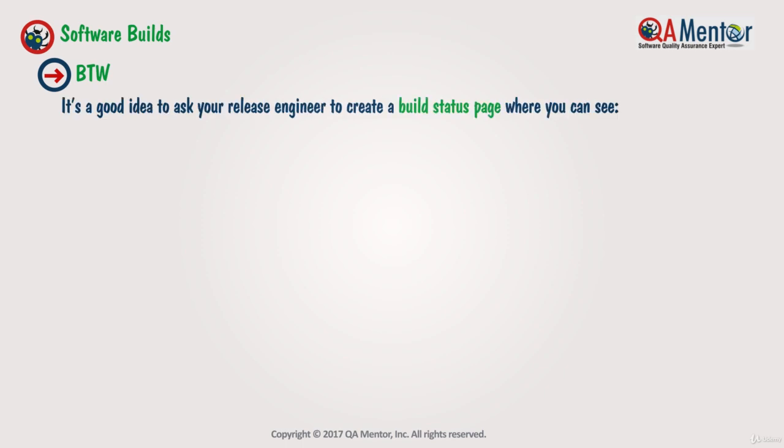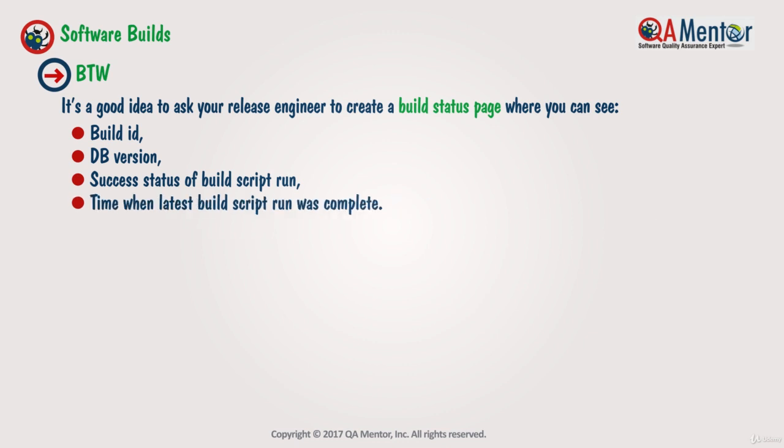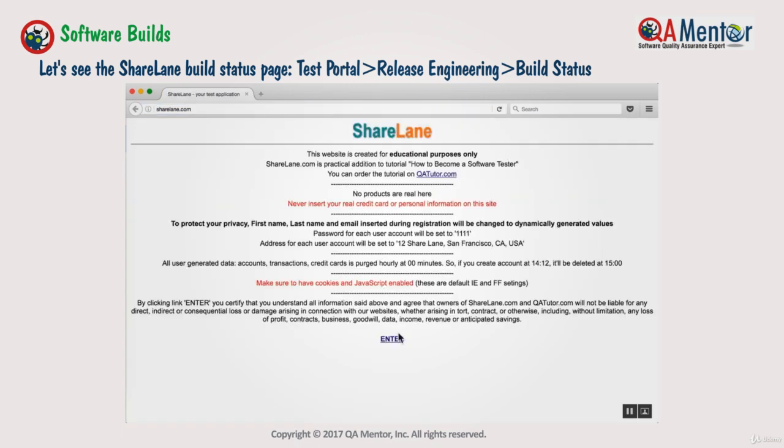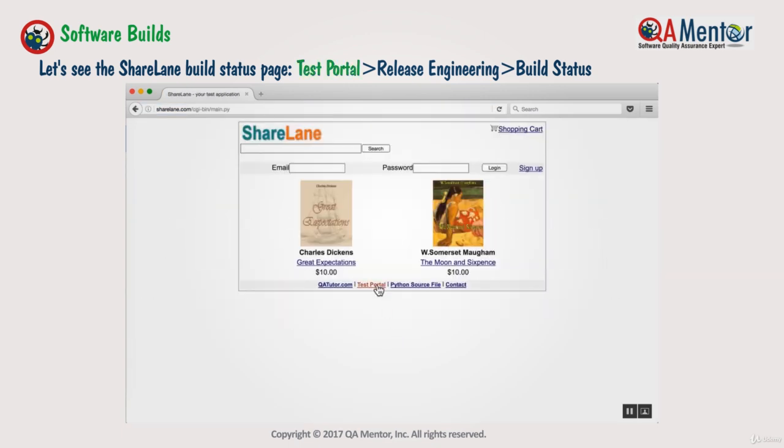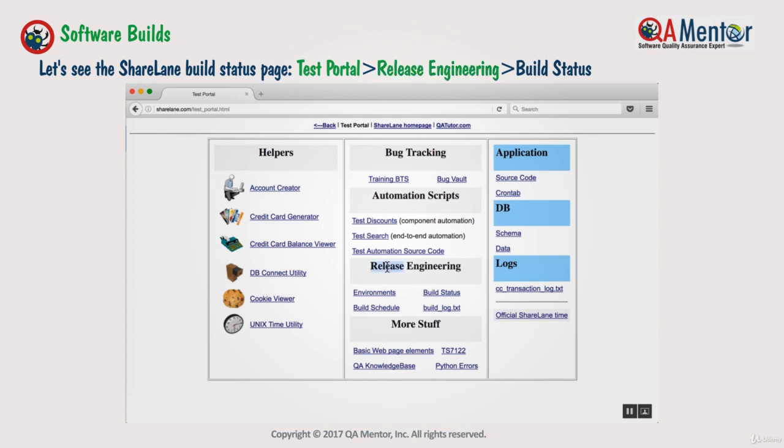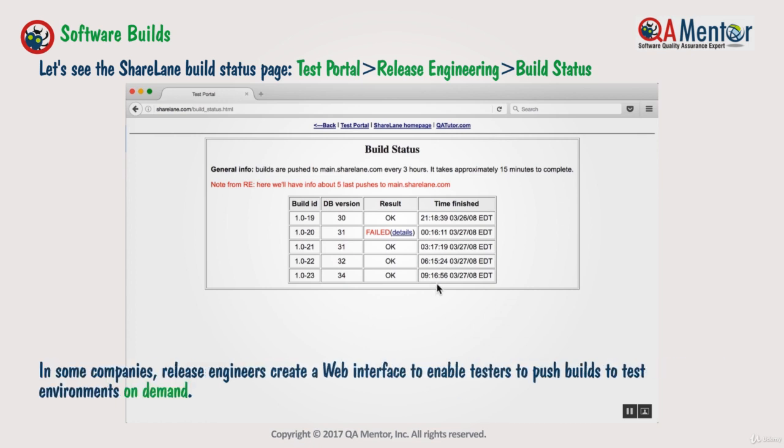By the way, it's a good idea to ask your release engineer to create a build status page where you can see build ID, DB version, success status of build script run, time when latest build script run was complete. Let's see the ShareLane build status page. Test portal, release engineering, build status. In some companies, release engineers create a web interface to enable testers to push builds to test environments on demand.